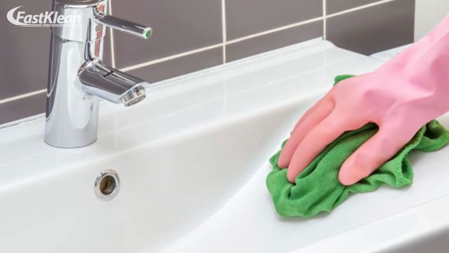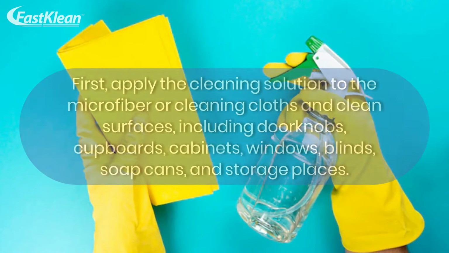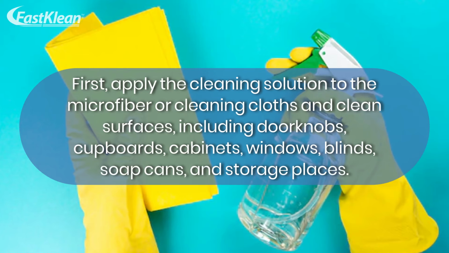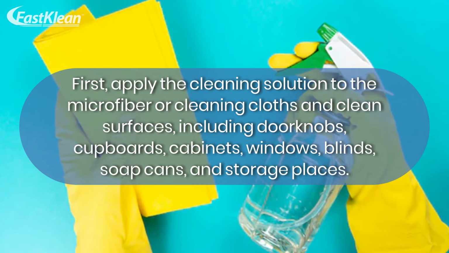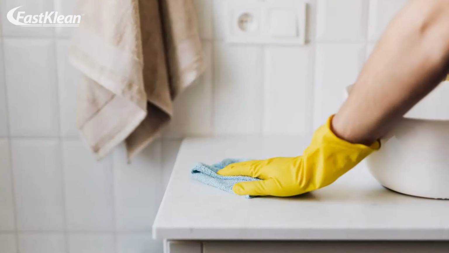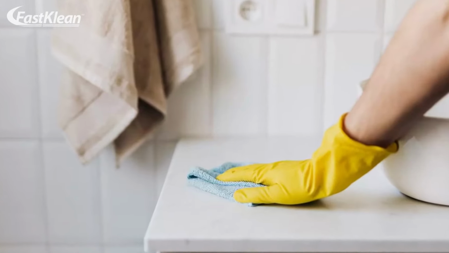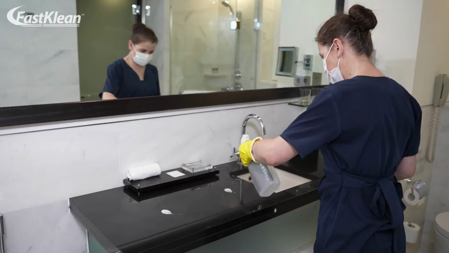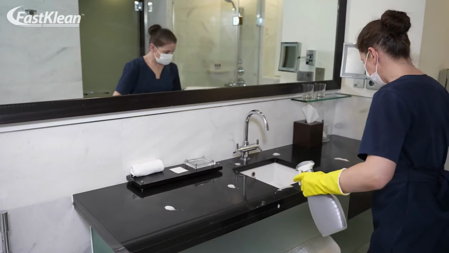Number 4. Make use of soft cloth or microfiber. Get a microfiber or any suitable soft cloths for cleaning the surfaces. First, apply the cleaning solution to the microfiber or cleaning cloths and clean surfaces, including doorknobs, cupboards, cabinets, windows, blinds, soap cans, and storage places. At FastKlean, we use microfiber because it can be washed and reused, which reduces environmental degradation. Also, they clean surfaces efficiently without leaving scratches, marks, or dirt after cleaning.